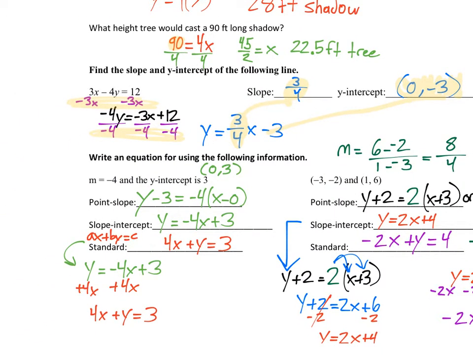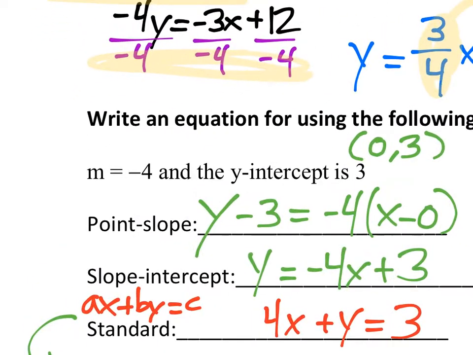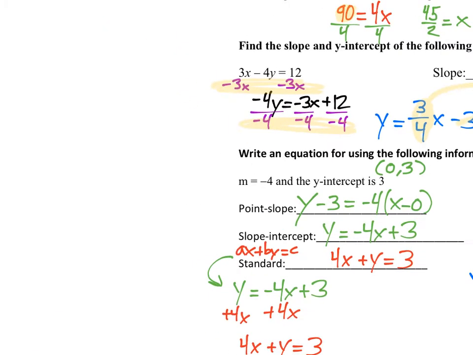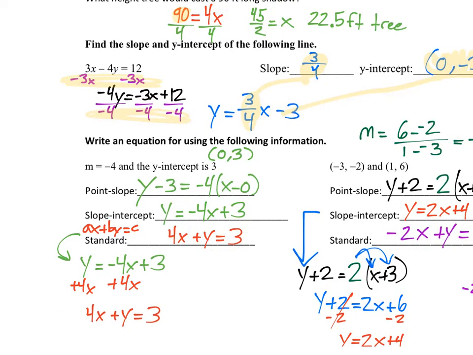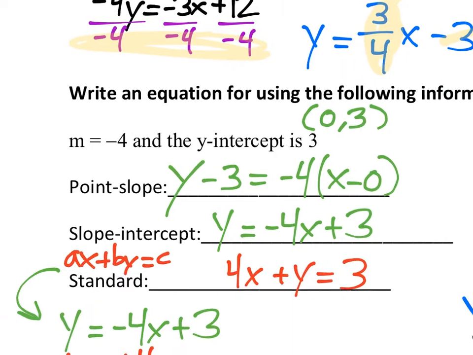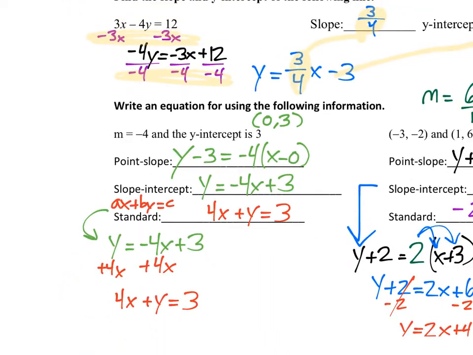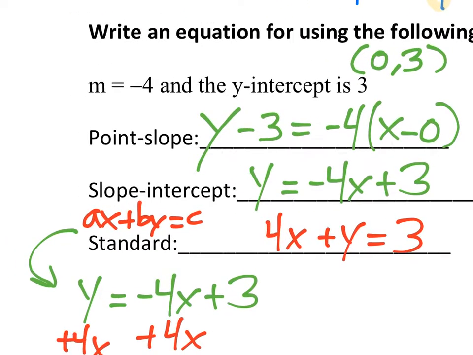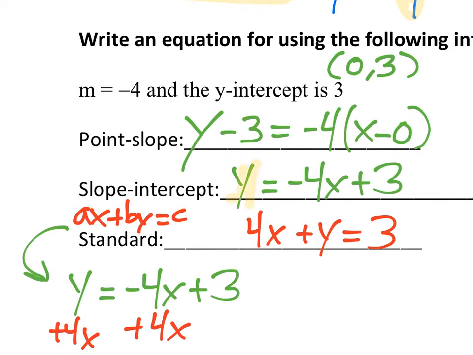Write an equation using the following information. Slope is -4 and the y-intercept is 3. You can think of that as 0, comma 3. Point slope. That's something you want to have back from your notes. The y minus y1 is equal to m times x minus x1. Plug in your coordinates. So on this one, to find slope-intercept, they told us the y-intercept, so I just simply plug in my slope, plug in my y-intercept.